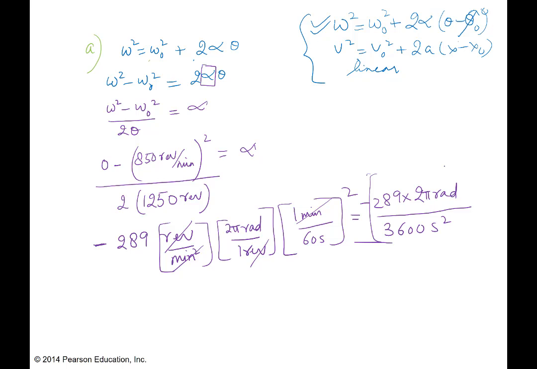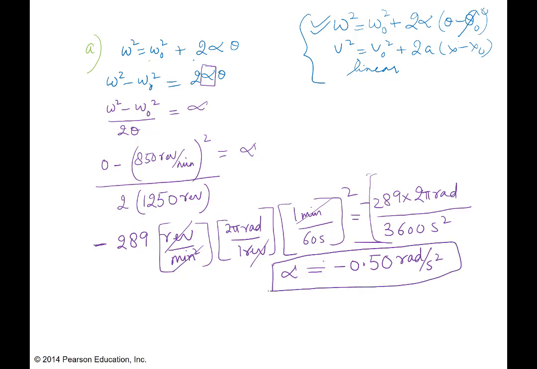Now the value comes out to be minus 0.50 radians per second square. This is simply our alpha. I guess the mathematical calculation is more than the other.